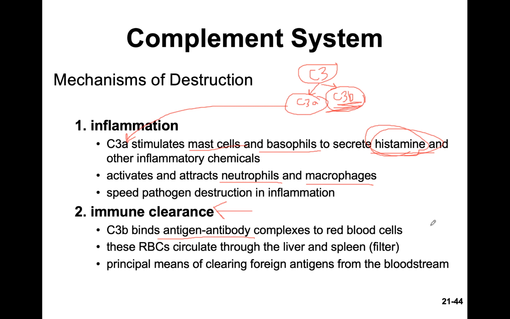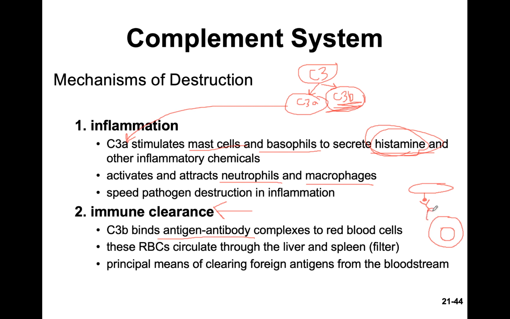So this one's kind of cool. I'm going to draw a red blood cell here. Looks kind of like a donut shape. We have the bacteria here. We have the antigen here. And we have the antibody here. And remember, when the antibody binds to the antigen, it slightly changes its shape to open up a binding site.